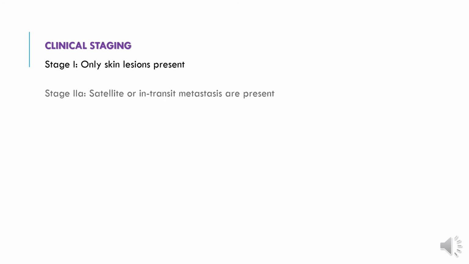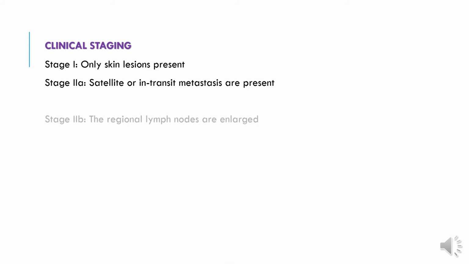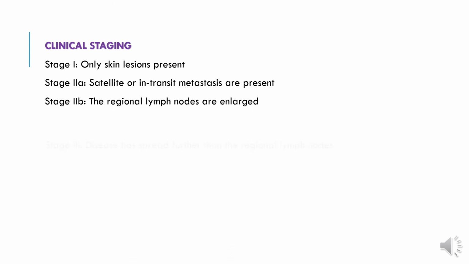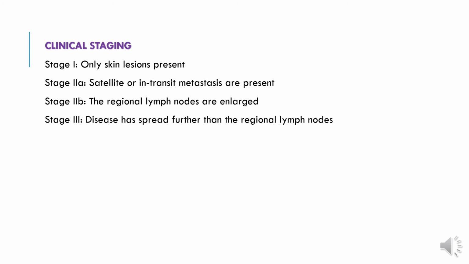Here we have the clinical staging. In stage 1, only skin lesions are present. For stage 2A, satellite or in-transit metastases are present. Stage 2B, regional lymph nodes are enlarged. By stage 3, disease has spread further than the regional lymph nodes. So stage 1, only skin lesions present. Stage 2A, satellite or in-transit metastases are present. Stage 2B, the regional lymph nodes are enlarged. By stage 3, disease has spread further than the regional lymph nodes.